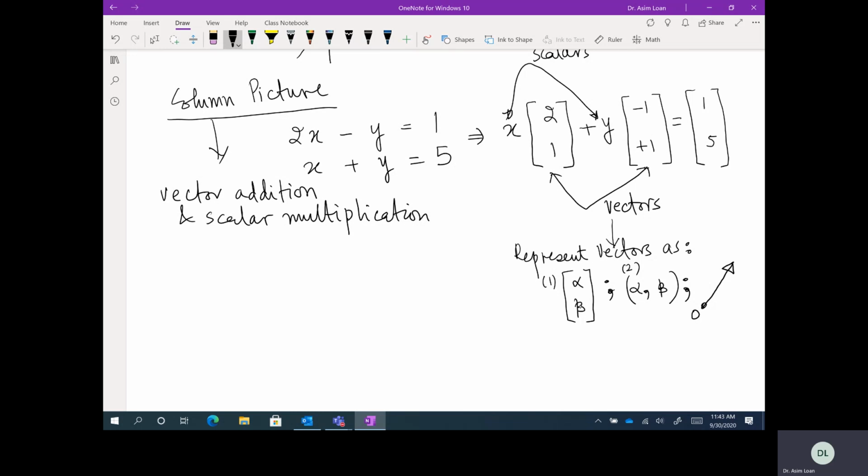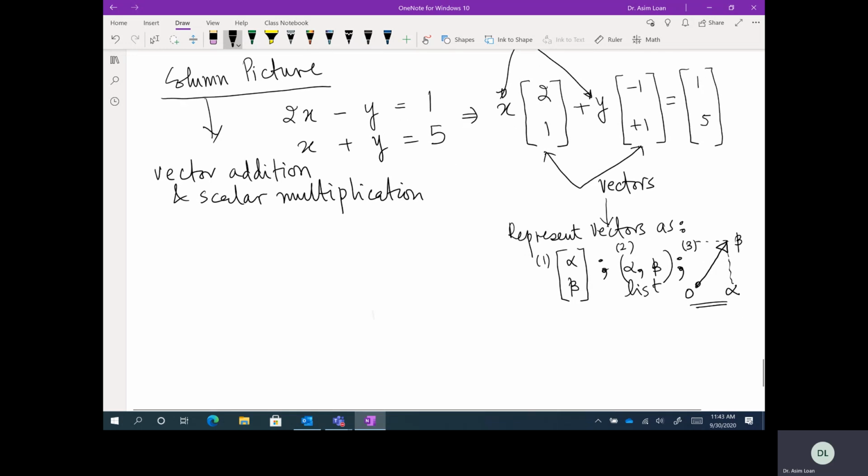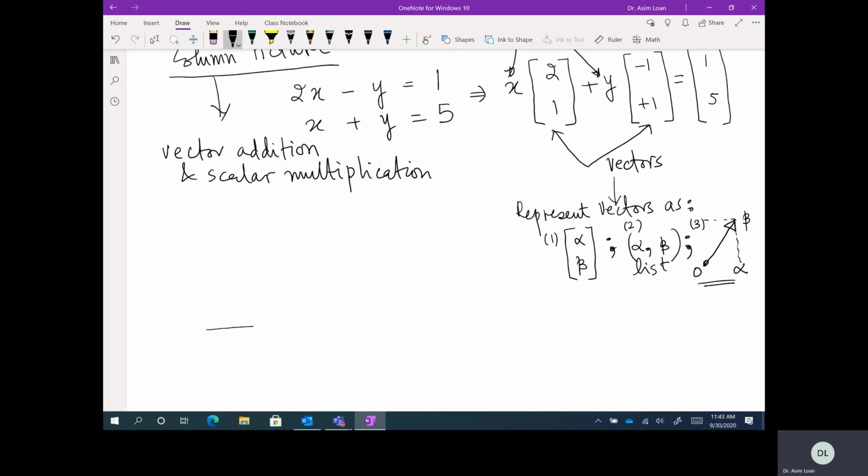So in two dimensions, because these are two-dimensional, this is some vector. This is alpha over here, and this is beta over here. So we can represent vectors as column vectors, as lists, or as an arrow from the origin. So we are going to use this notation. So if this is this notation, let me write this one. So this becomes a straight line actually.